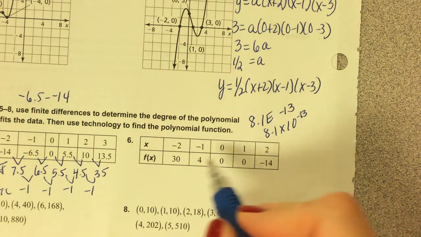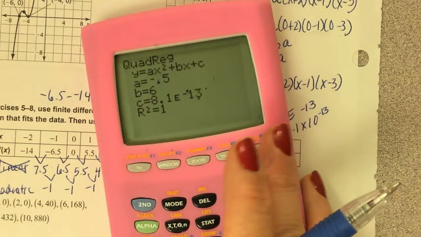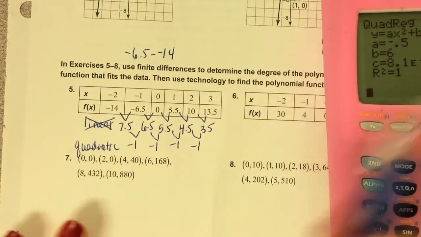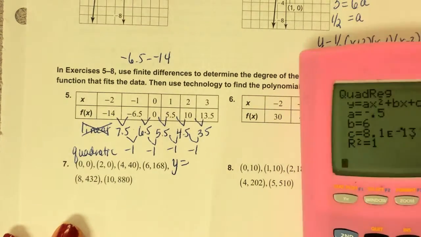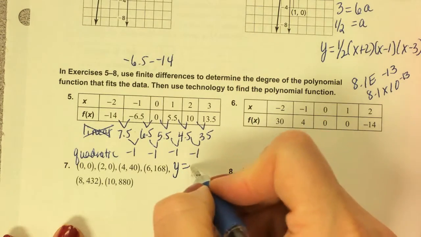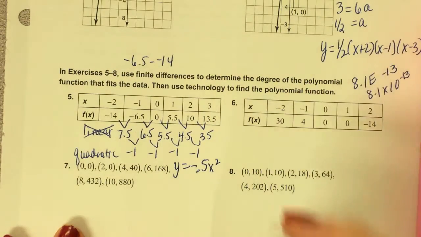That's going to be 0.12 zeros, 81. So that's really 0, guys. When you see something like that, that's going to be 0. So then here's my equation: y equals 0.5, or is it negative? Negative 0.5x squared plus 6x.